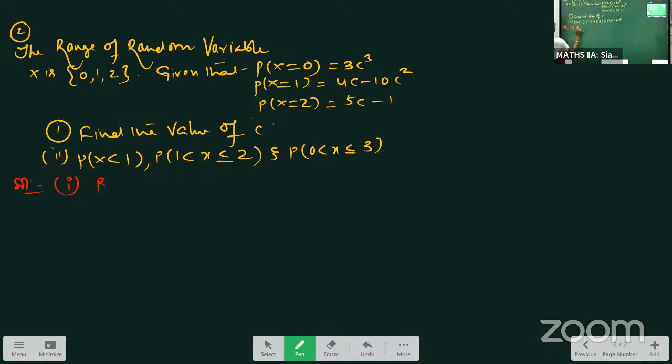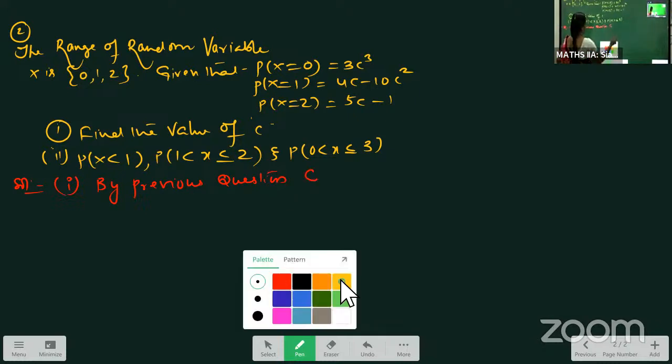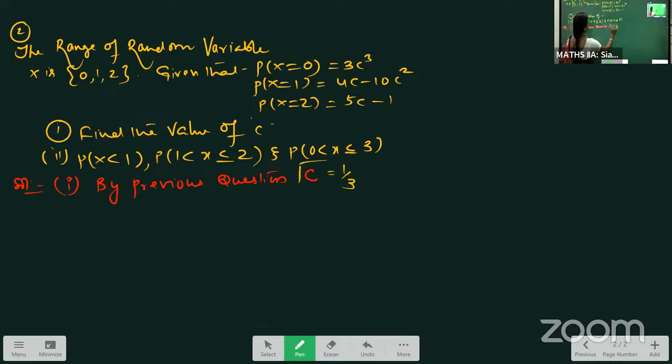For the first one, I'm writing here: by previous question. But don't write in your examination "by previous question"; you have to do the working. The c value, how much did you get? c is equal to 1 by 3, we got it. Now let us come to the second one.